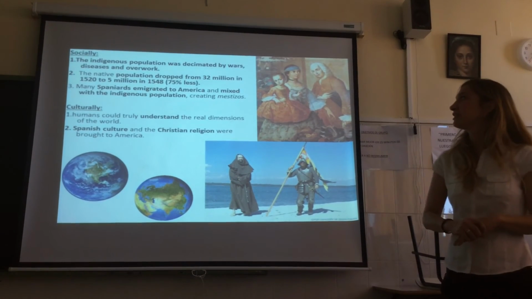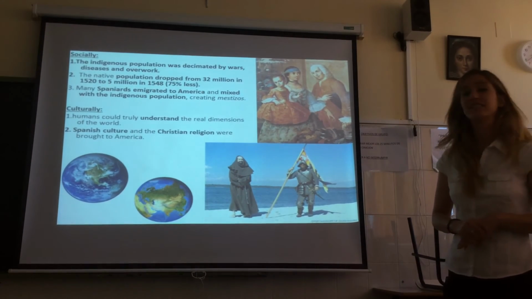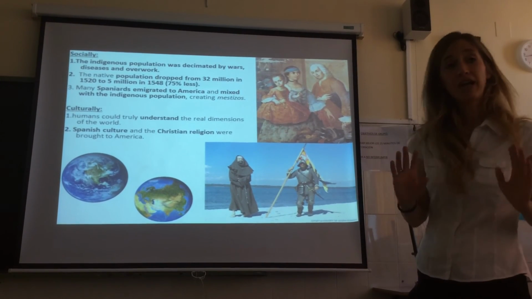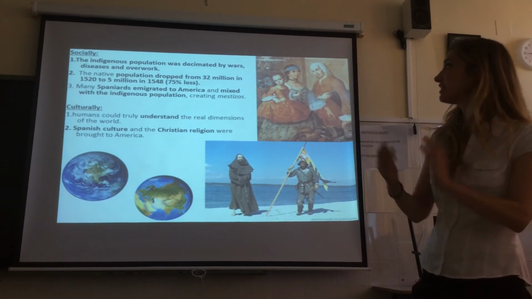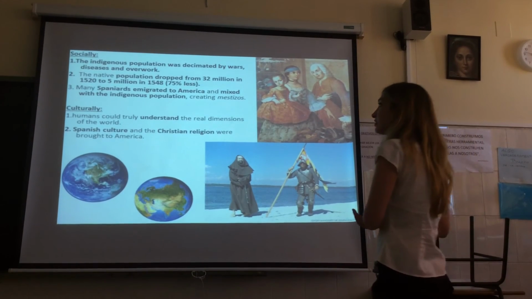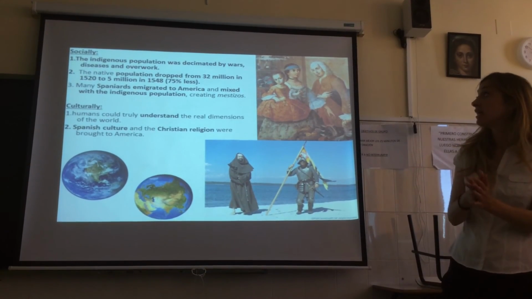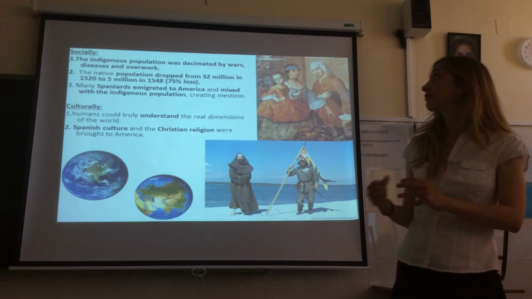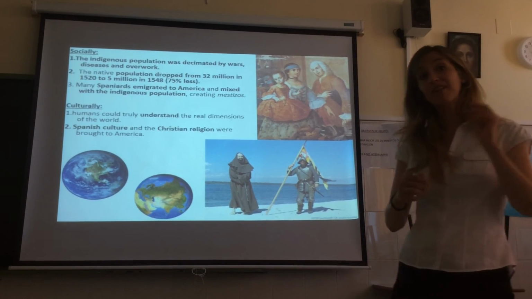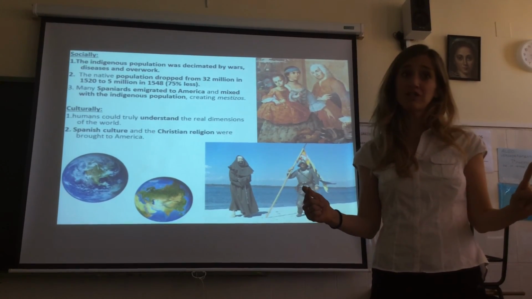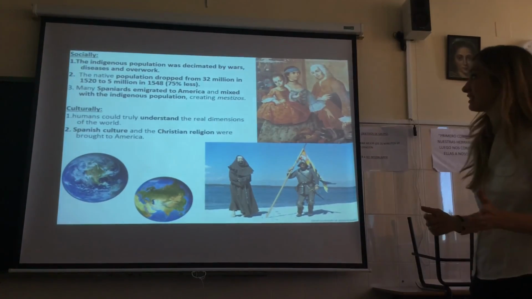Socially, the indigenous population was decimated by wars, disease, and overwork. One thing that's, again, not in the book, but I think is an important figure for you to have clear, you don't have to memorize it, but have an idea, is that the native population dropped from 32 million in 1520 to 5 million 28 years later, in 1548. So 75% of the population was killed in a period of 28 years. In one generation, it was completely decimated.